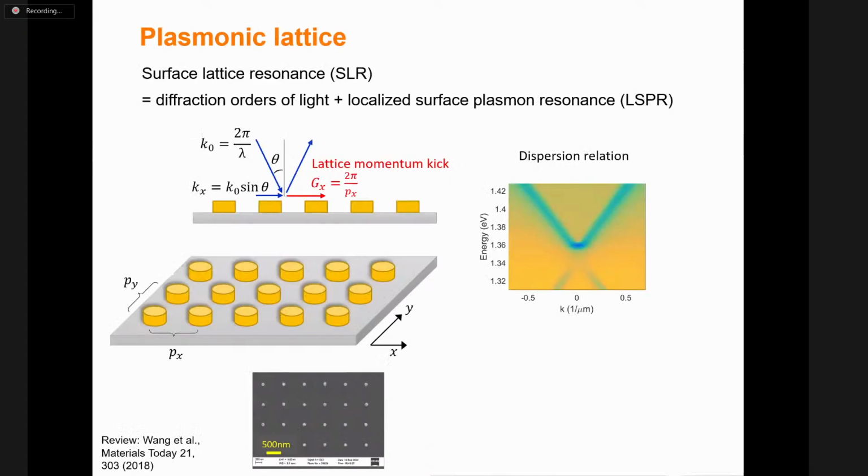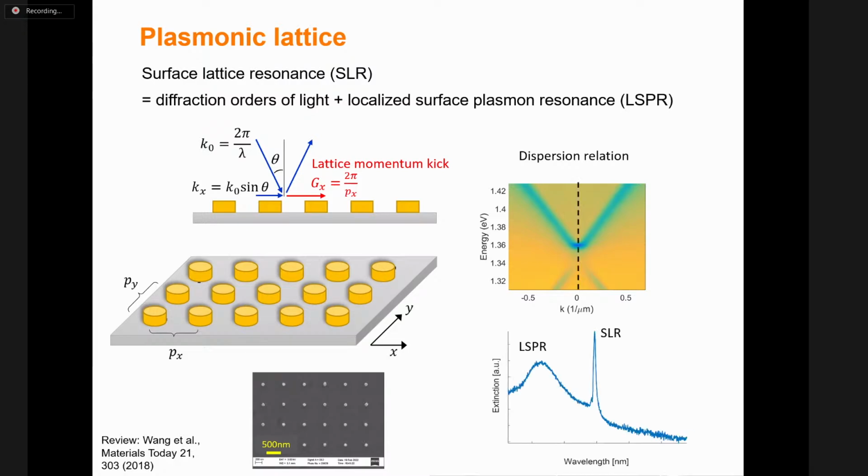So first of all, this plasmonic lattice is a periodic arrangement of nanoparticles, and when light diffracts in the plane of the array, it gets strongly coupled with the single particle resonances in the lattice. This leads to a new form of hybrid modes, which are partially photonic, partially plasmonic. And here on the right, you see the dispersion relation of these SLR modes.